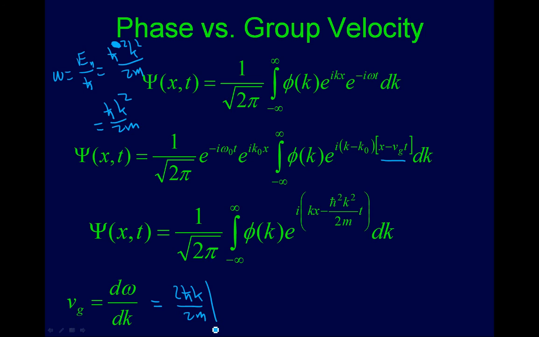Now remember, this piece is evaluated at k equals k naught, and so I get h bar k naught over m, which is what we would expect our classical velocity to be. If you go back to the beginning, that's sort of what we were hoping to find.